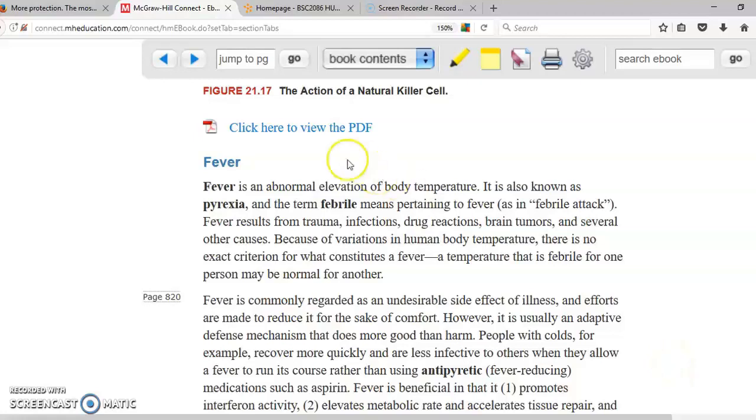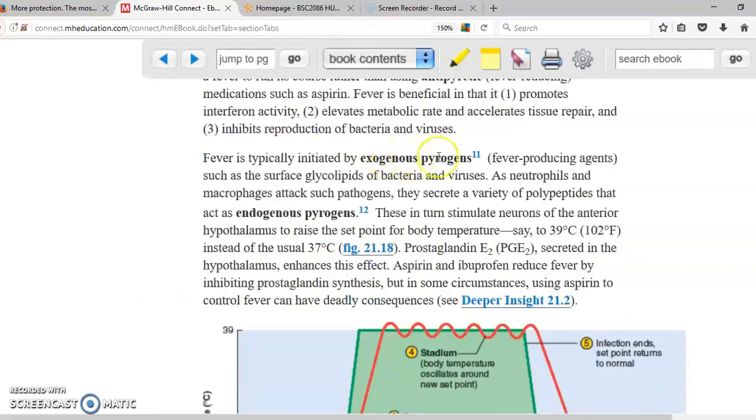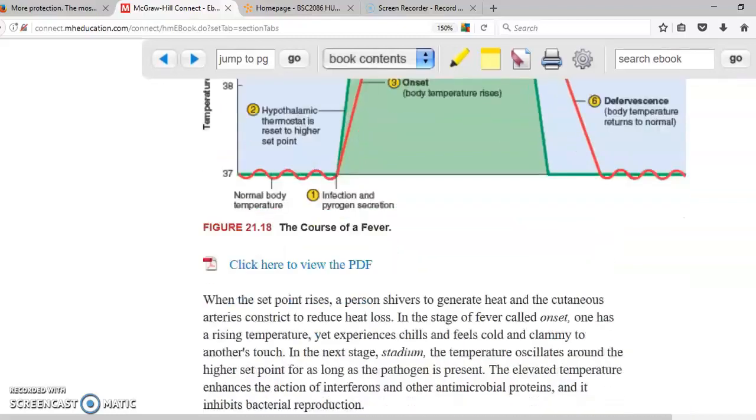Okay, the next topic is fever. Fever, obviously, we all know is just an increase of temperature. It's also known as pyrexia. Exogenous pyrogens are because of infection. Endogenous, for example, is prostaglandin, as you have in here.